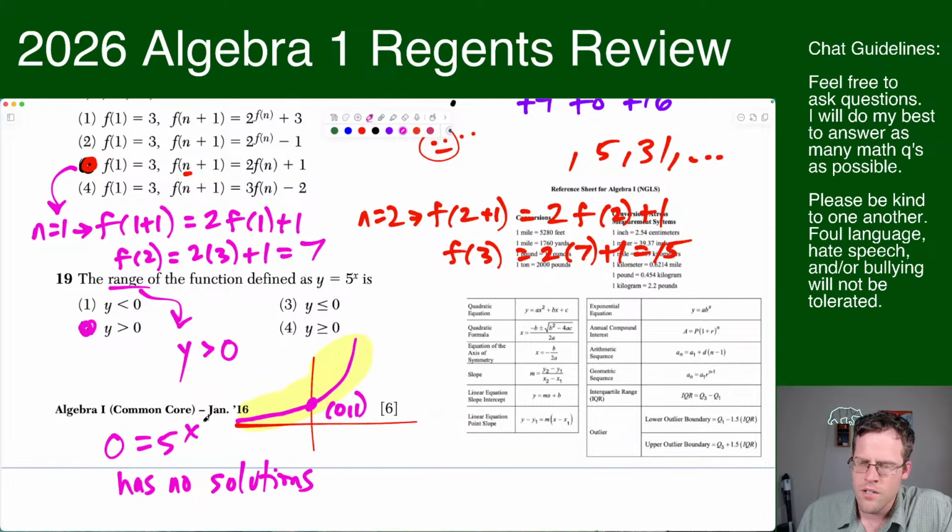Okay, 5 to no power. People say, wait, what about x equals 0? But no, 5 to the 0 is equal to 1. That's why (0, 1) is here. Okay, we start getting closer to 0 as we move left, but strictly positive. All right, exponential functions are always positive when you have a positive base like this.